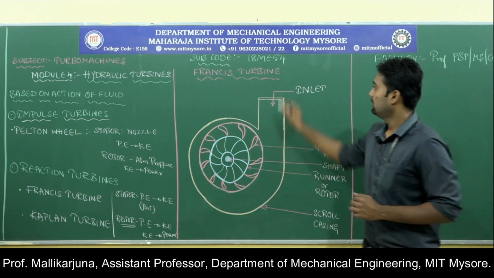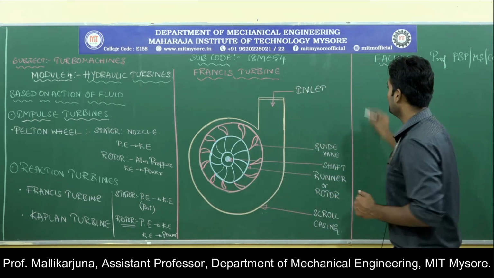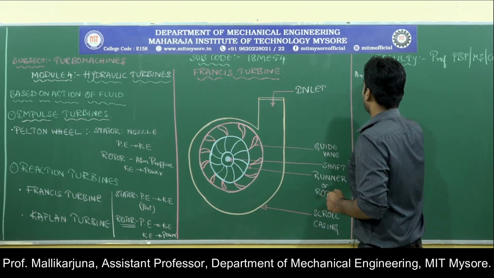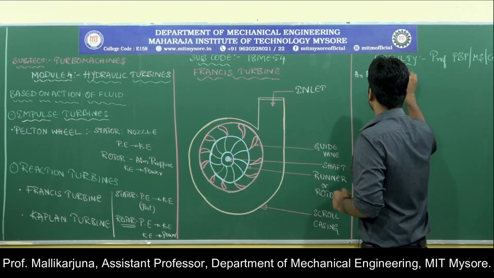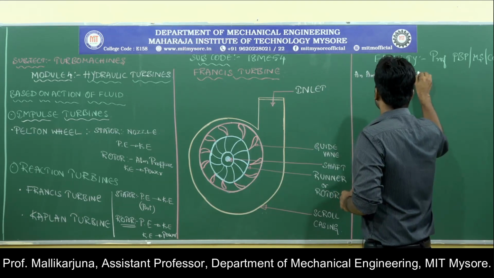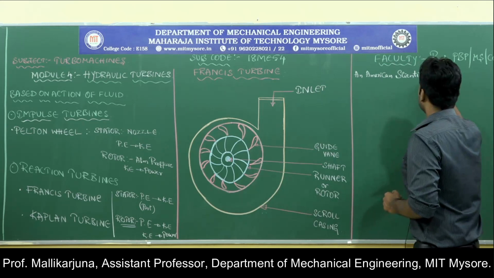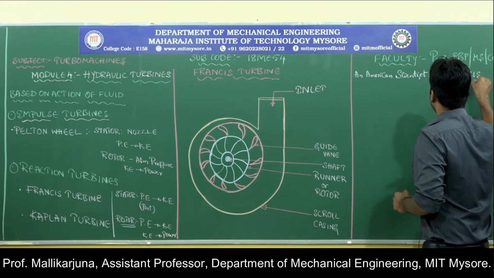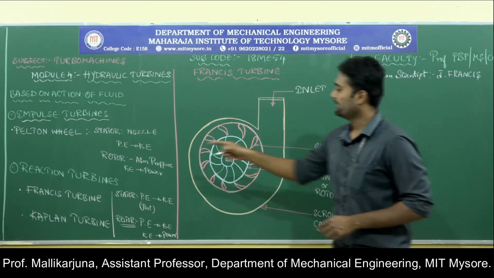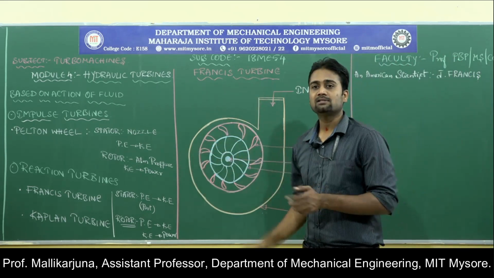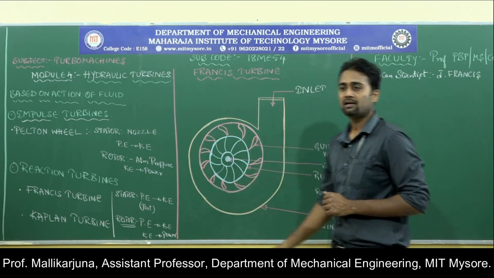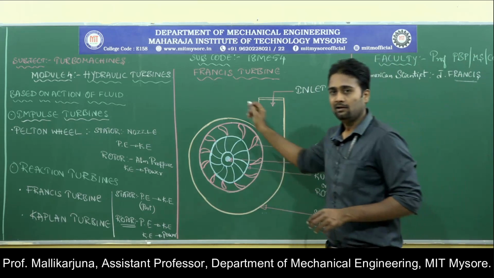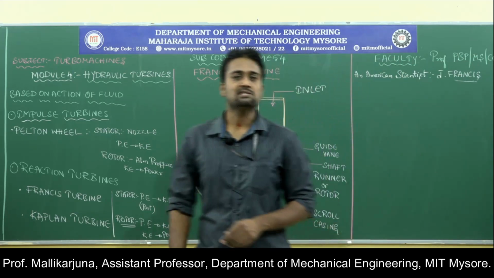Here Francis is nothing but the name of the scientist, an American scientist whose name is J. Francis, who has proposed the first reaction kind of hydraulic machine, and hence the name has been given to this machine as Francis itself. That is why this machine is considered as the Francis machine, I mean Francis turbine.